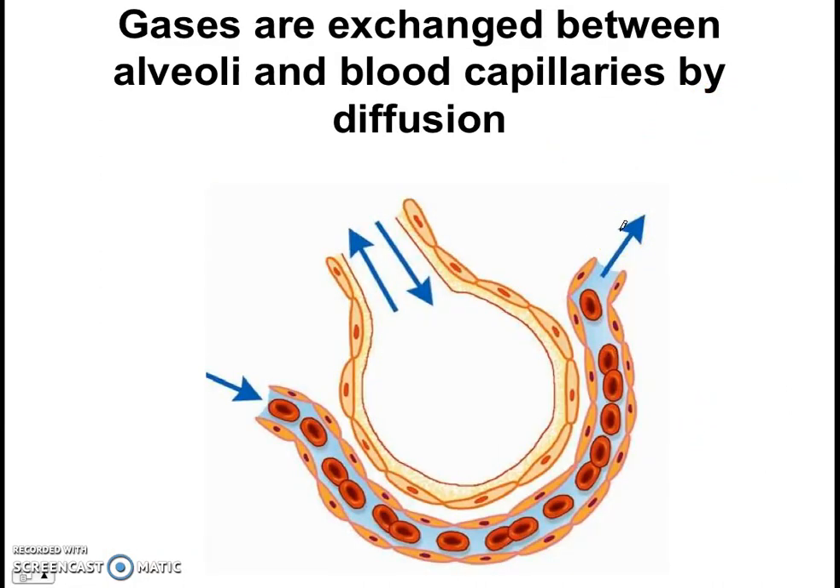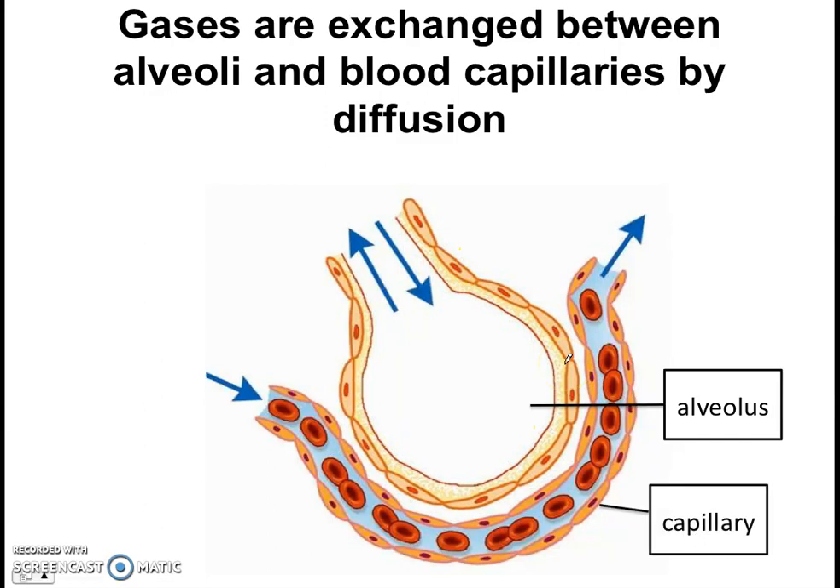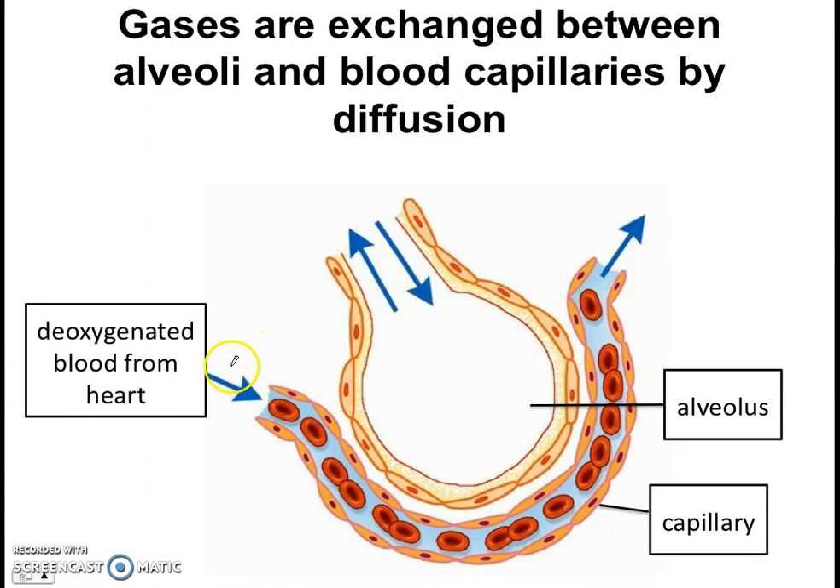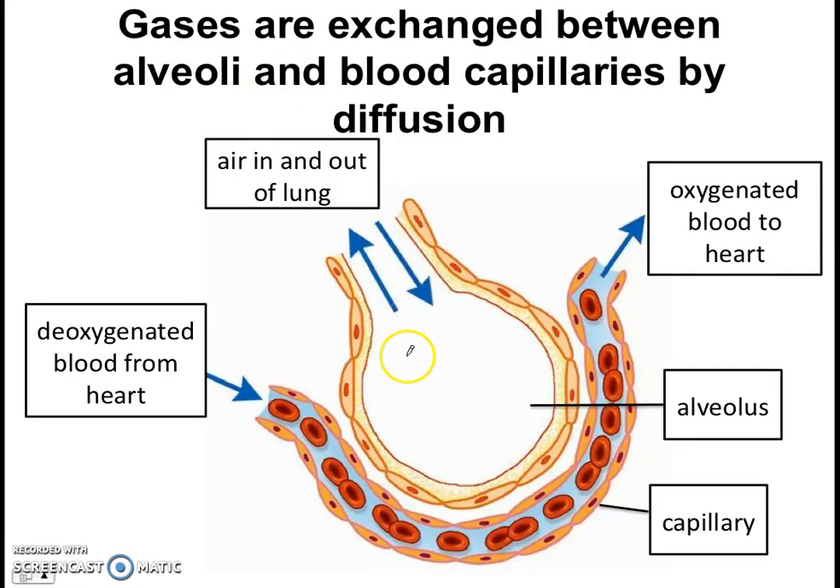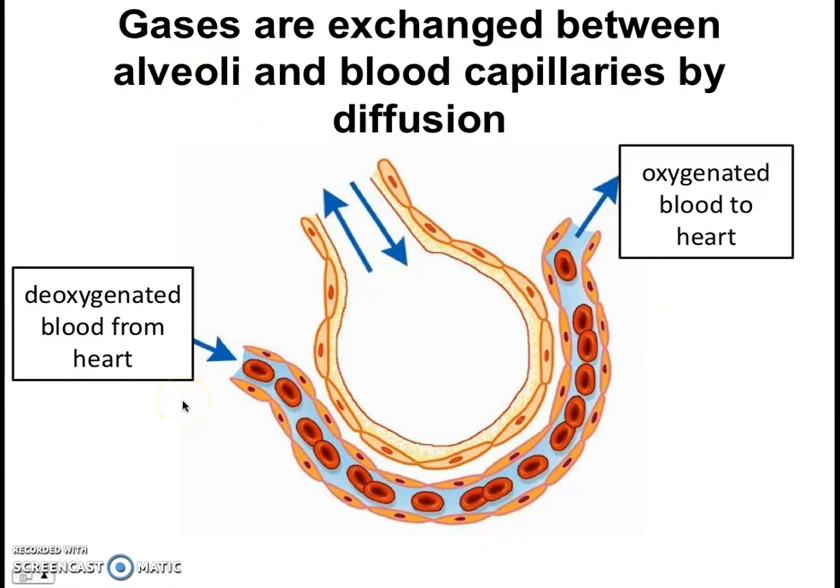So let's take a closer look at one of these alveoli in closer detail. So here is an air sac. This is the alveolus. Alveolus is the singular, so one alveolus and many alveoli. And here we see the blood capillary that surrounds the alveolus. The blood capillary carries deoxygenated blood from the heart, and then it receives oxygen from the alveolus, and then it becomes oxygenated blood, which is carried back to the heart. And these arrows here represent air that is moving in and out of the lungs. So air moves into the lungs and then into the alveolus, and then air moves out of the alveolus and out of the lungs. Now, gases are exchanged between the alveolus and the blood capillaries by diffusion.